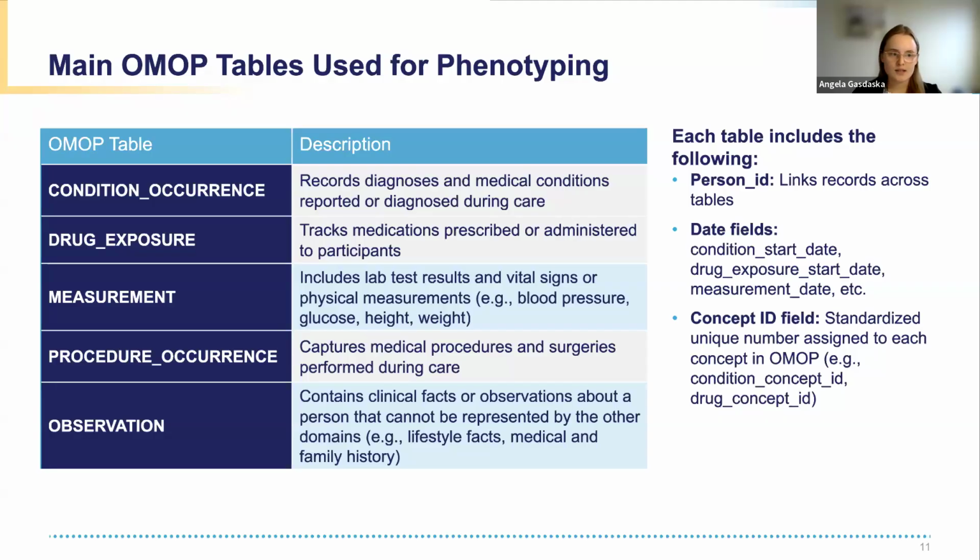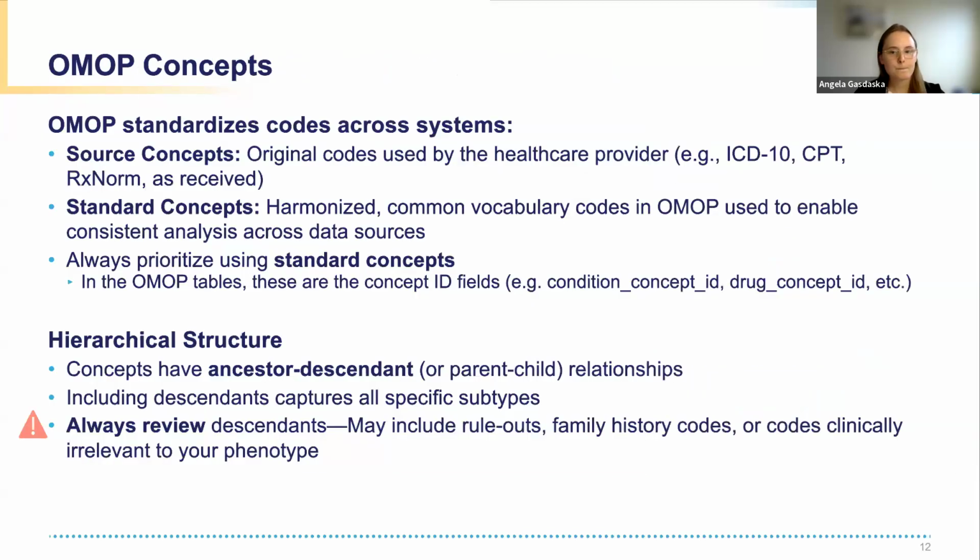And then there are the concept ID fields, which are the standardized unique number assigned to each medical concept in OMOP. These concept IDs are the key to querying specific data. So let's dive a little more into those. As I mentioned before, OMOP standardizes its medical terminology. This means in the OMOP model, there are both source concepts and standard concepts. Source concepts are the original codes used by the healthcare provider in the EHR, commonly ICD-10 codes for diagnoses, for example.